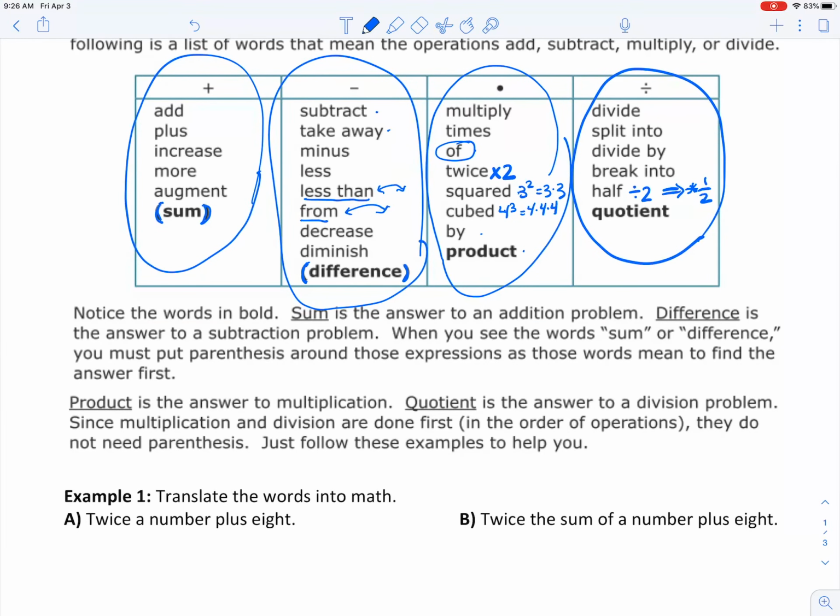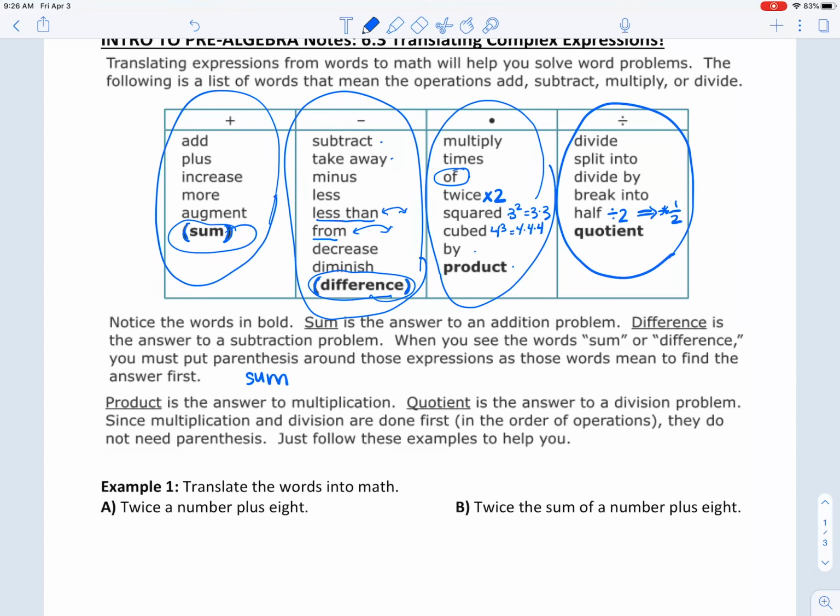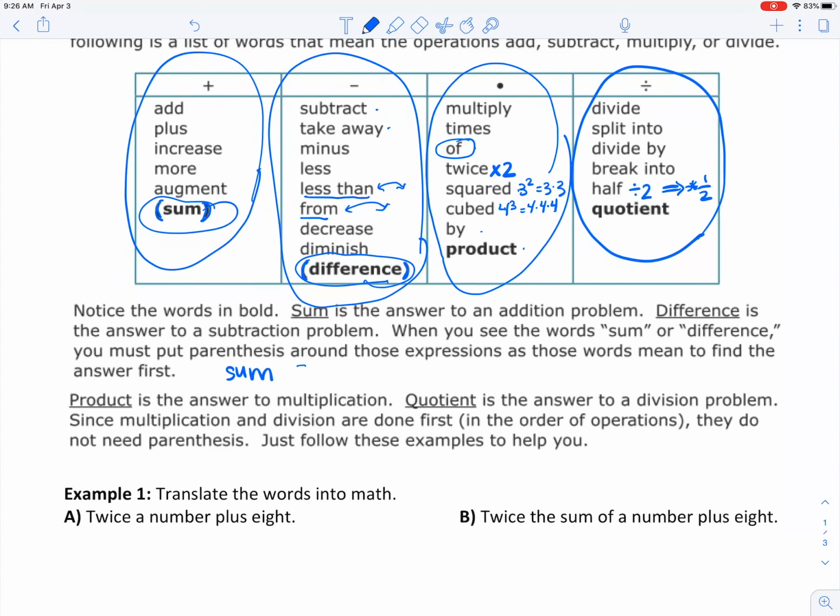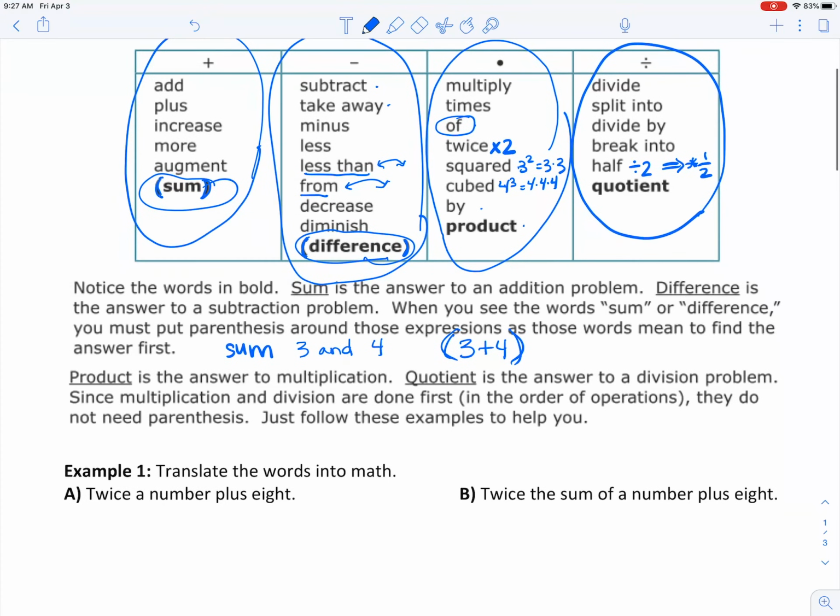Okay, notice the words in bold. We have sum is the answer to addition. Difference is the answer to a subtraction problem. When you see the words sum or difference, you must put parentheses around those expressions as those words mean to find the answer first. So, for example, if I said the sum of 3 and 4, that means like saying 3 plus 4. Oftentimes that's followed by another operation, and so that's why the parentheses are important. And we'll get into that today.